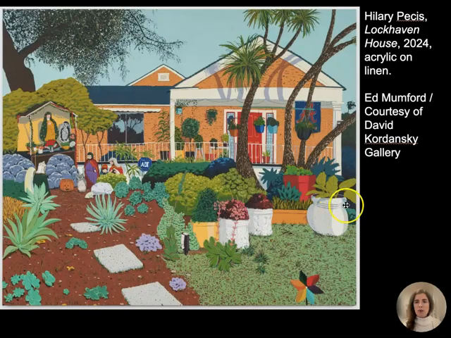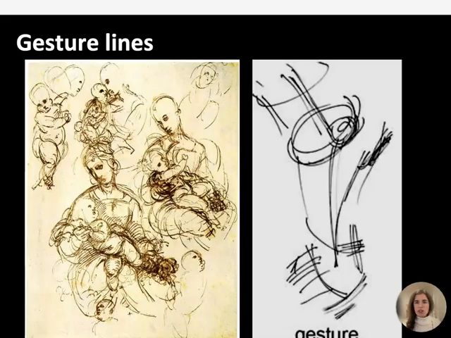So elements like the pots and the angular quality of the house. So this idea of including that into the painting. We have what are called gesture lines, and gesture lines tend to be a little bit more quick.